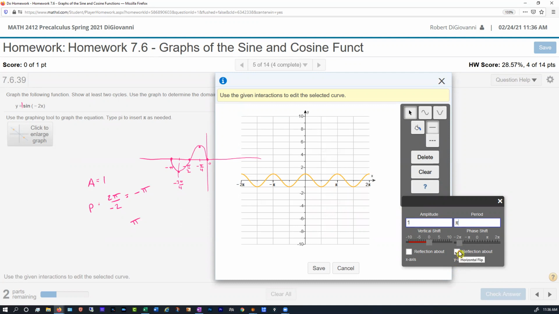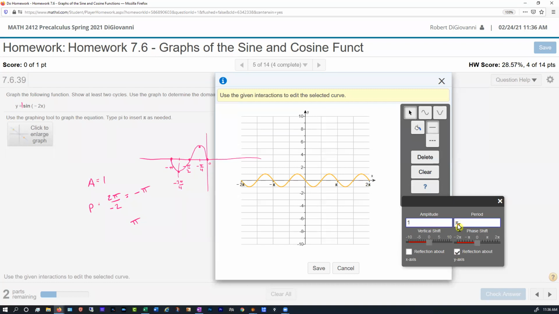Reflection about the phase shift. Okay, phase shift is 0. Sorry, I thought that was different. Okay, I messed that up. There we go. Okay, so the period is pi.